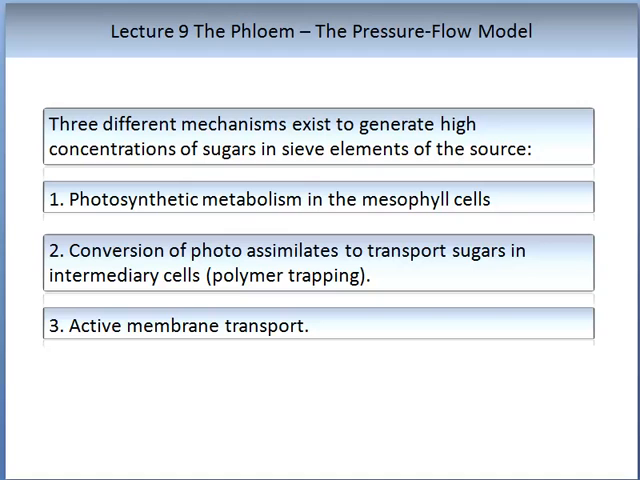1. Photosynthetic metabolism in the mesophyll cells. 2. Conversion of photosynthates to transport sugars in intermediate cells. This is called polymer trapping. And 3. Active membrane transport.